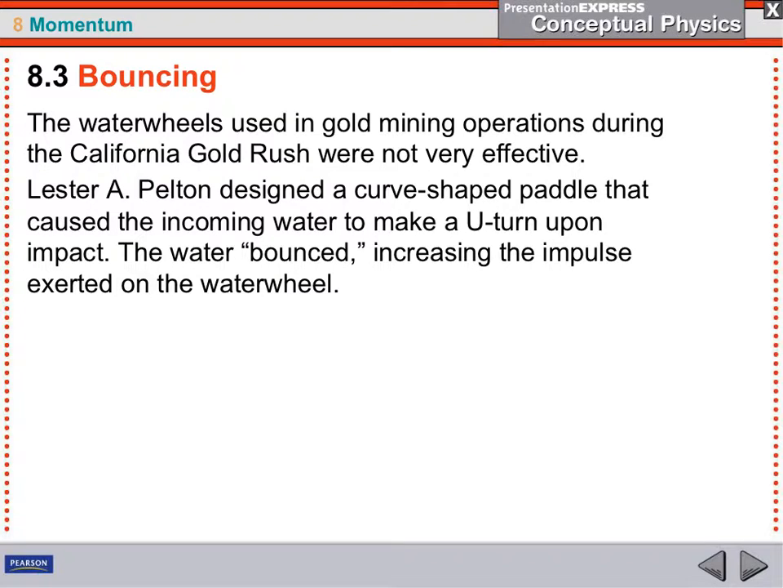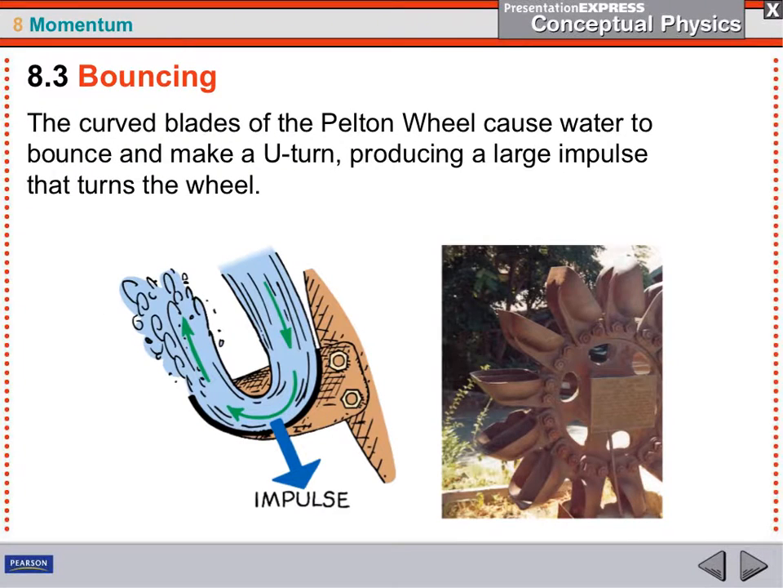Another instance is the water wheels used in gold mining. Lester Pelton designed a curve-shaped paddle that caused the incoming water to make a U-turn upon impact. The water bounced, increasing the impulse exerted on the water wheel. The curved blades of the Pelton wheel cause water to bounce and make a U-turn, producing a large impulse that actually turns the wheel.